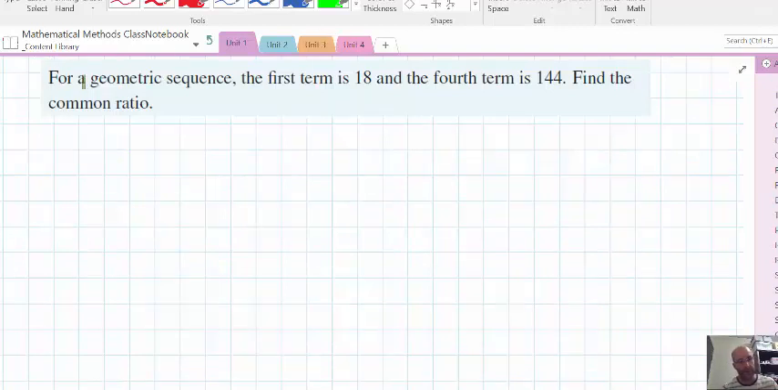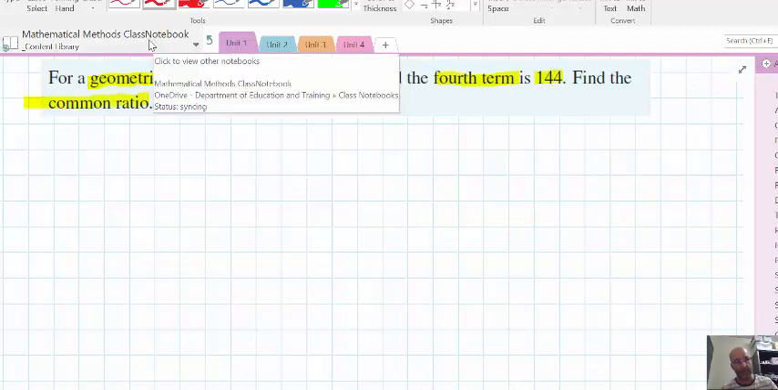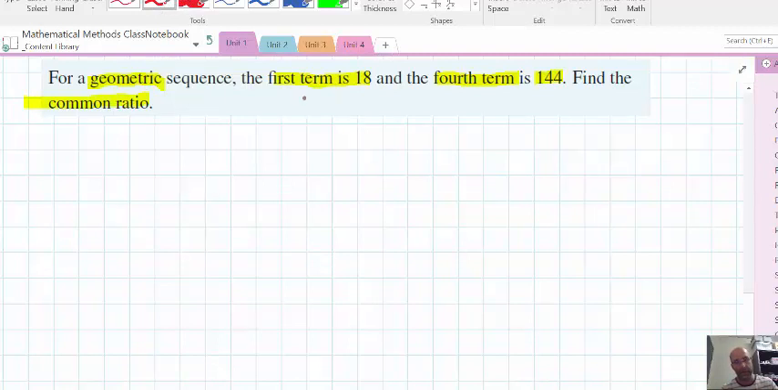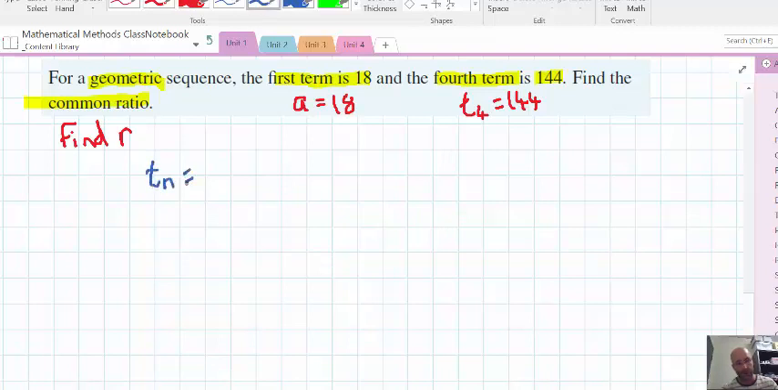To finish off, let's look at a question. We've got a geometric sequence, and the first term is 18, the fourth term is 144. We need to find the common ratio. So let's tag these things. It's geometric. That means a equals 18. t sub 4 is 144. We have to find r.